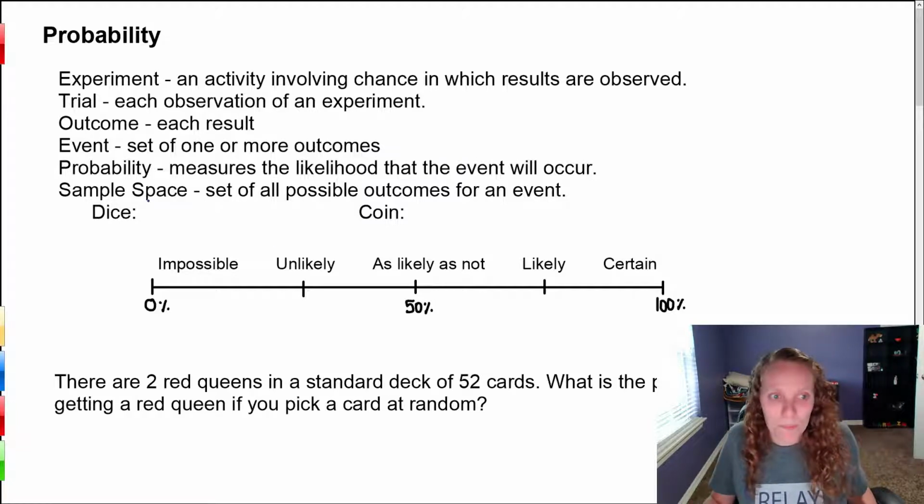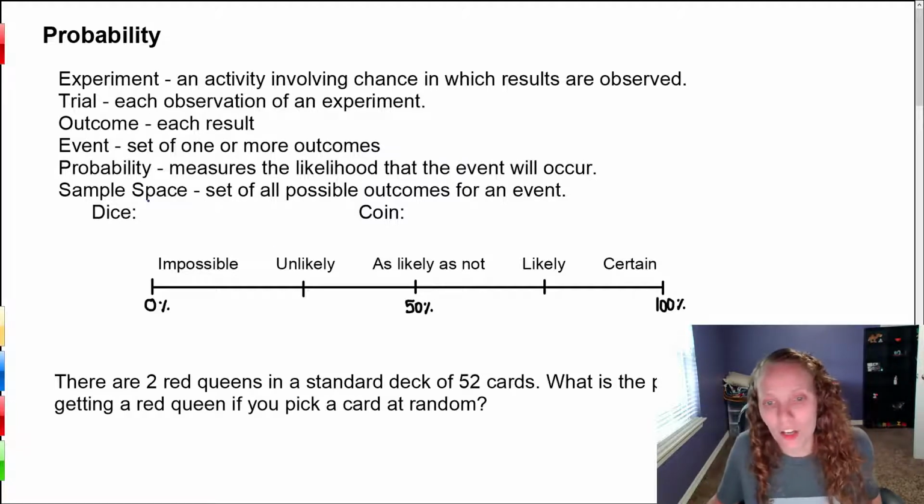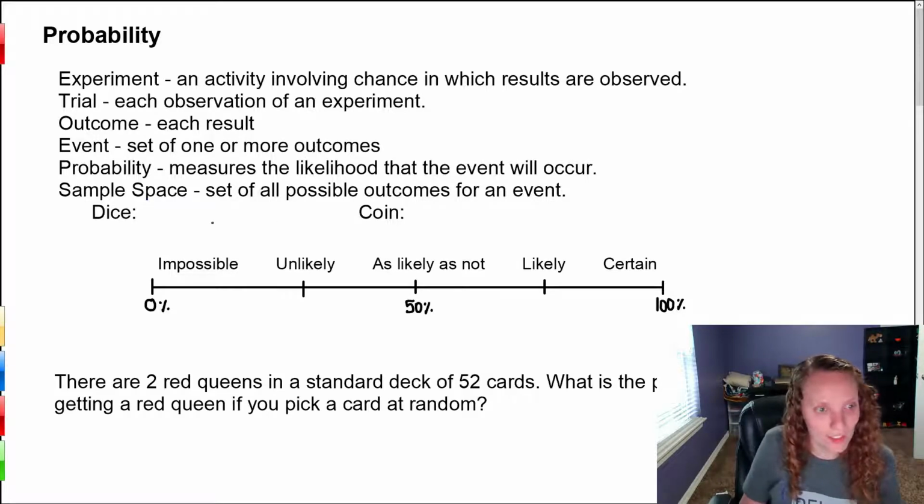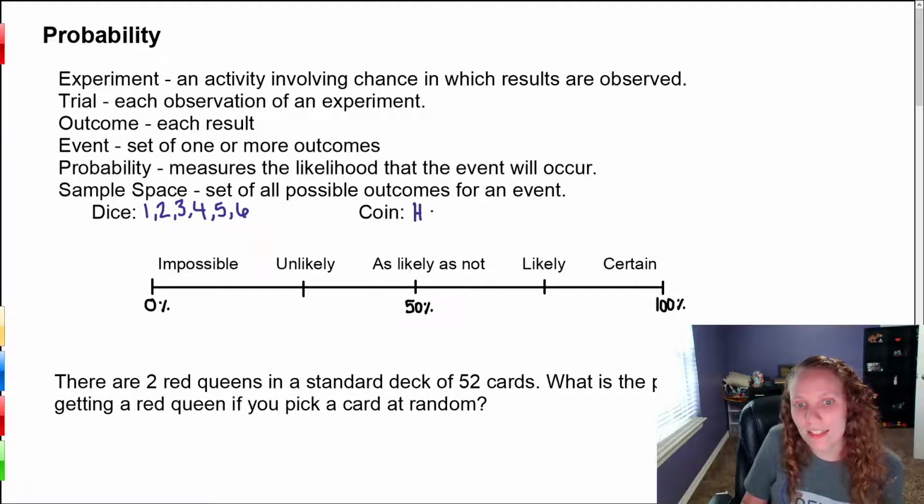Alright, and then sample space. The set of all possible outcomes for an event. And so that kind of goes hand in hand for outcomes. Like I said with the dice, the sample space for the dice is 1, 2, 3, 4, 5, 6. If I had a coin, the sample space would be heads and tails. So let's fill that in here. The sample space for a dice would be 1 through 6 for each side on a dice. And then a coin has heads and tails.